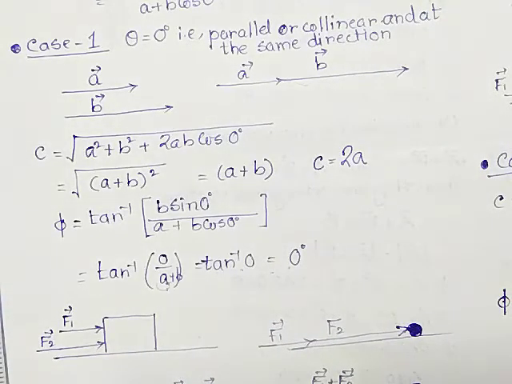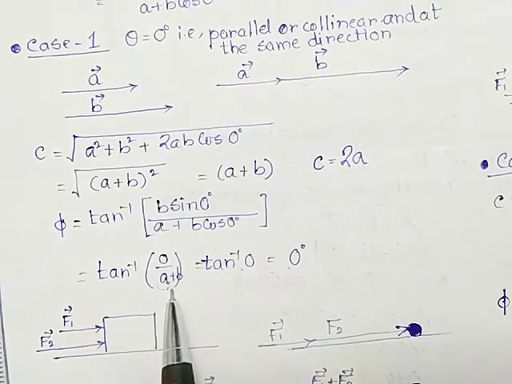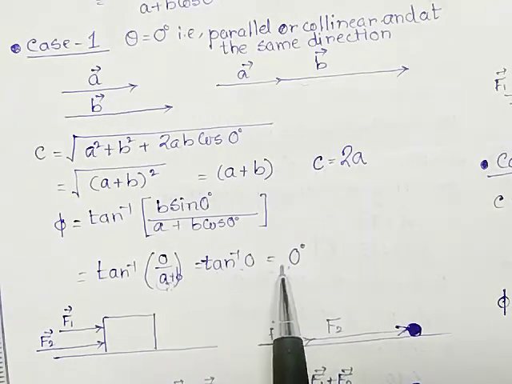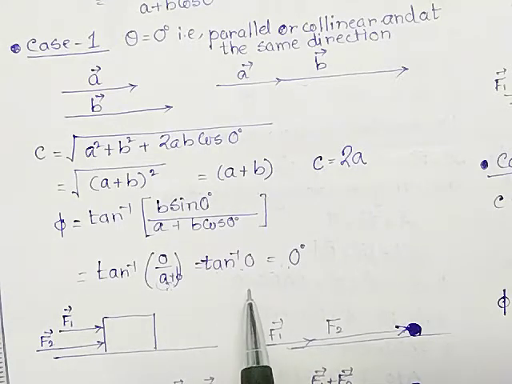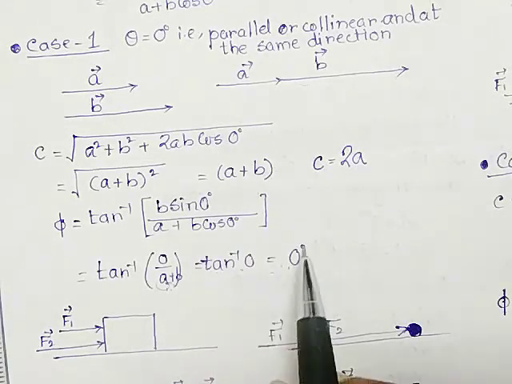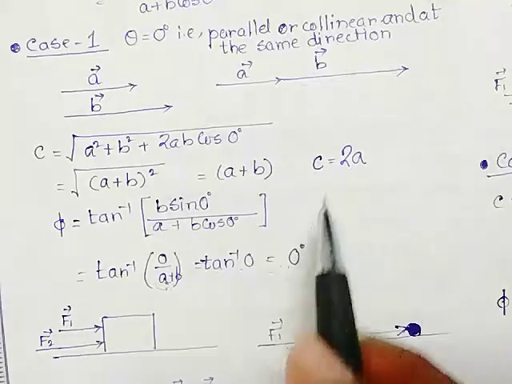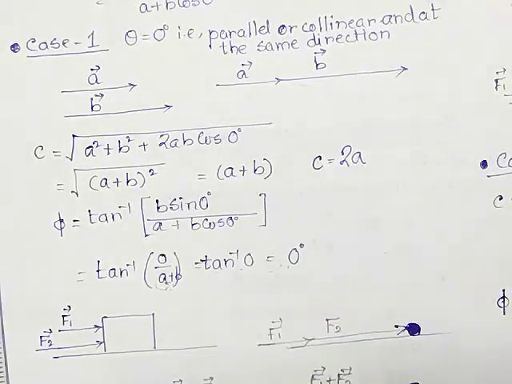that is twice the length of the a vector. The magnitude of the c vector is 2 into a, but there is no change in the angle, because 0 divided by a plus a, that is 0 divided by 2a, it will again become 0. So the angle is 0 degree and the magnitude is 2a.